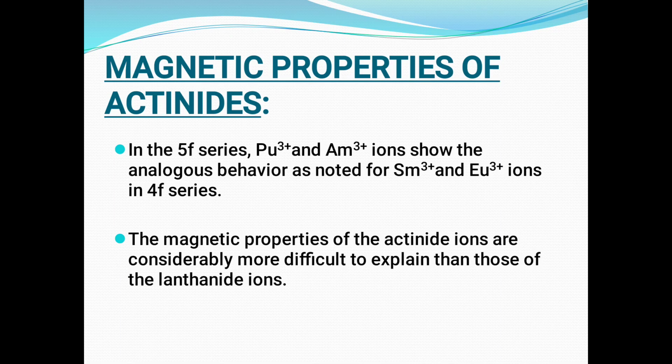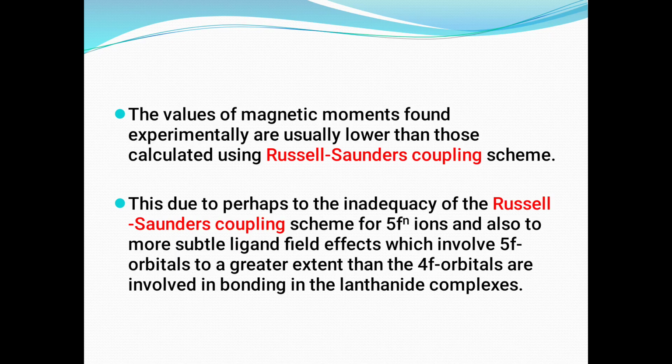Magnetic properties of actinides. In the 5f series, Pu3+ and Am3+ ions show analogous behavior as noted for Sm3+ and Eu3+ ions in the 4f series. The magnetic properties of the actinide ions are considerably more difficult to explain than those of the lanthanide ions. The values of magnetic moments found are calculated using the Russell-Saunders coupling scheme.